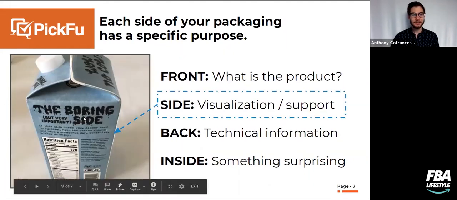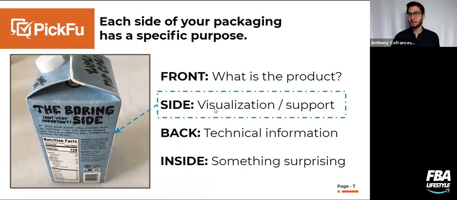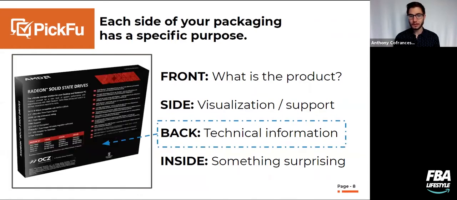Now on the side, this is kind of an interesting packaging because it's saying the boring side. The side of the packaging really should be for your visualization. This is for additional support, right? These are extraneous information about the product that's going to help rationalize what was on the front. On the back, this is where you want to throw the really boring, technical information, the area where people are going to go to make sure this product has certain specifications or qualifications before they add it to their cart or purchase.